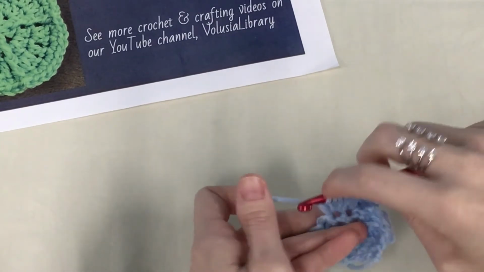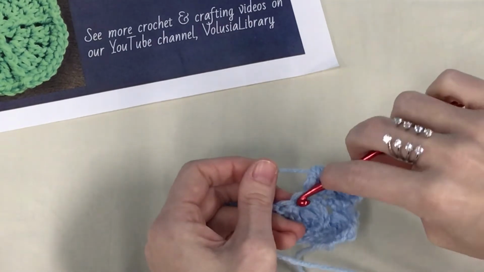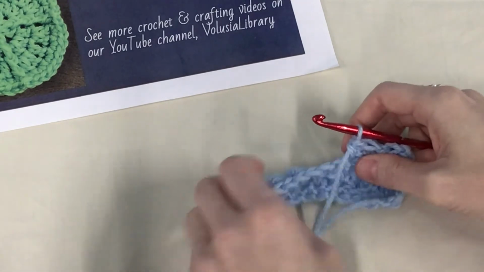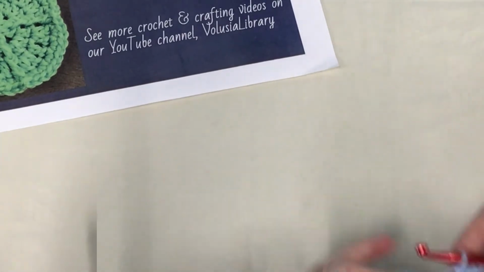2, 4, 6, yarn over, pull through all 6, and then go right down into the next stitch and make your single crochet. So you're going to repeat that all the way across. And then when you reach the end, I'll meet you there.